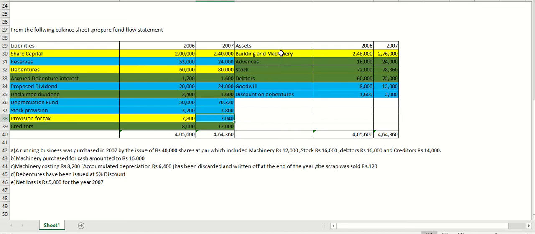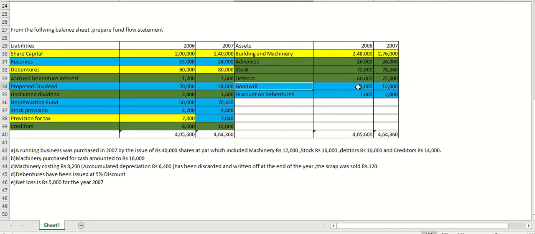Moving on, creditors is your current liability, which will be shown up in your schedule of changes in working capital. Moving on to your asset side, buildings is a long-term asset, so prepare the ledger account. Advances, stock and debtors are your current assets, which will show up in your schedule of changes in working capital.